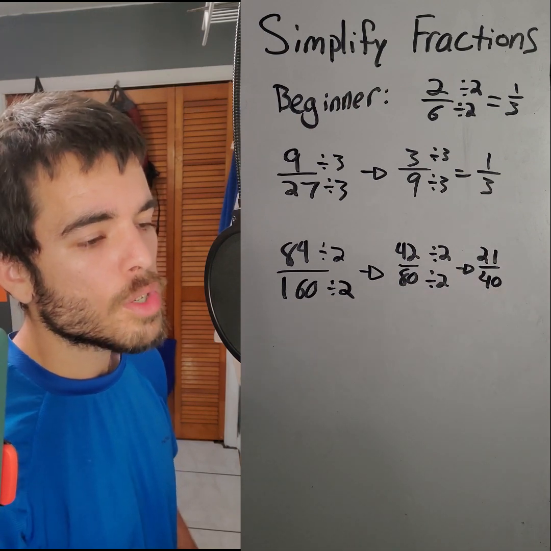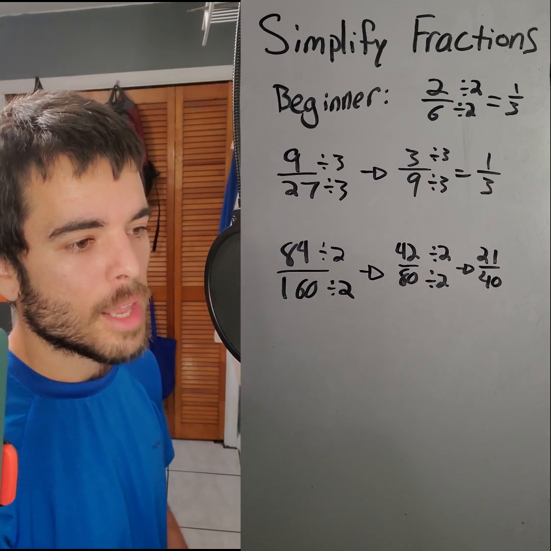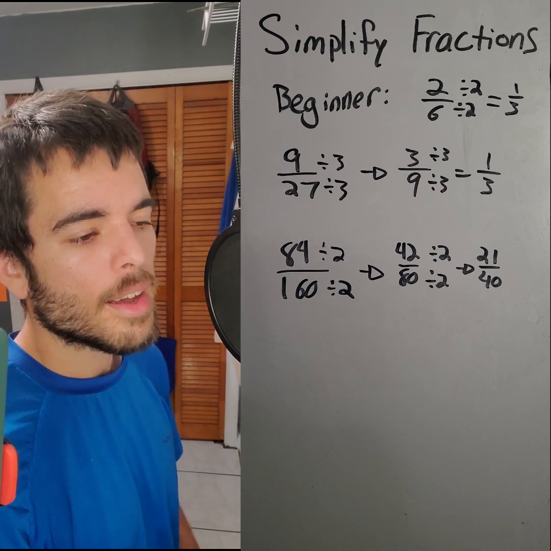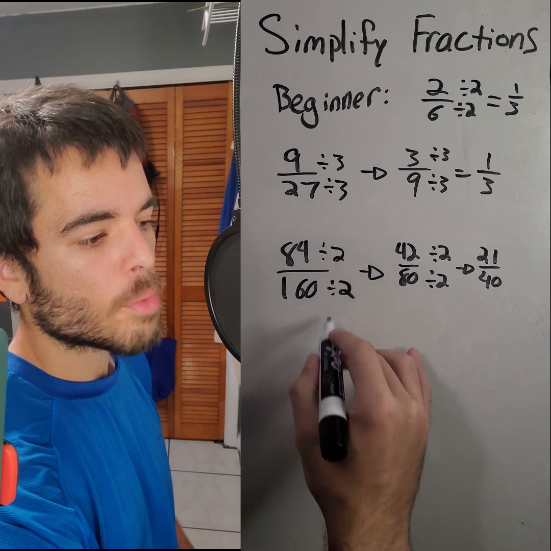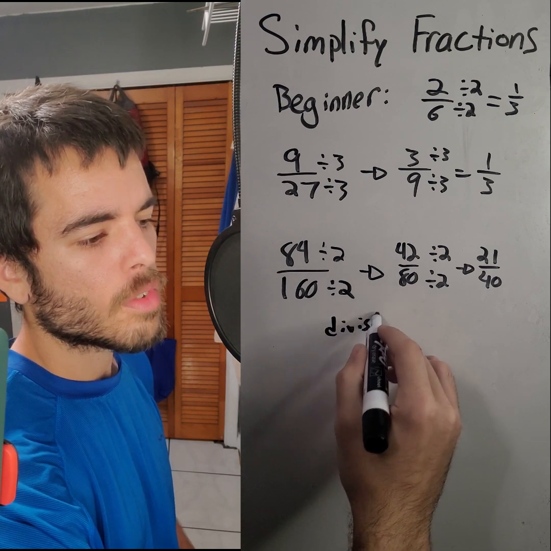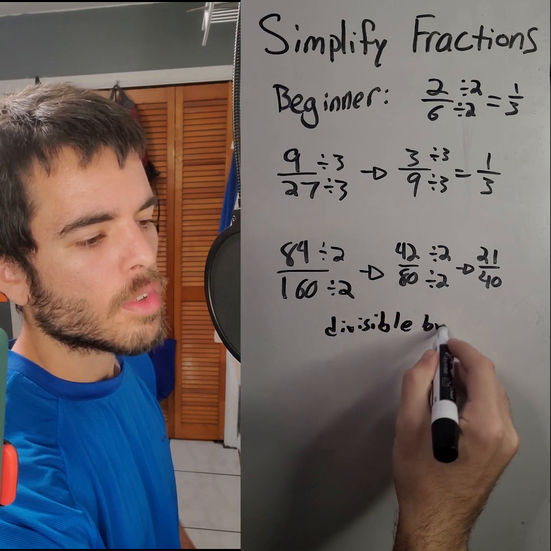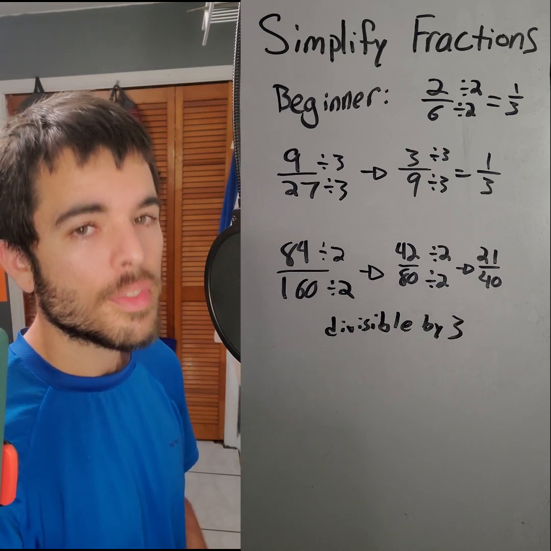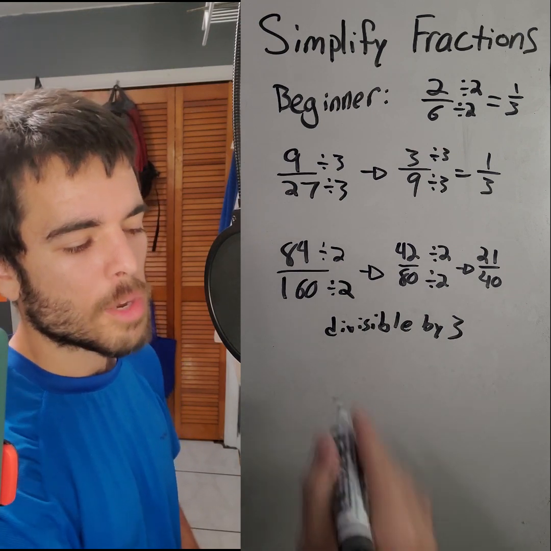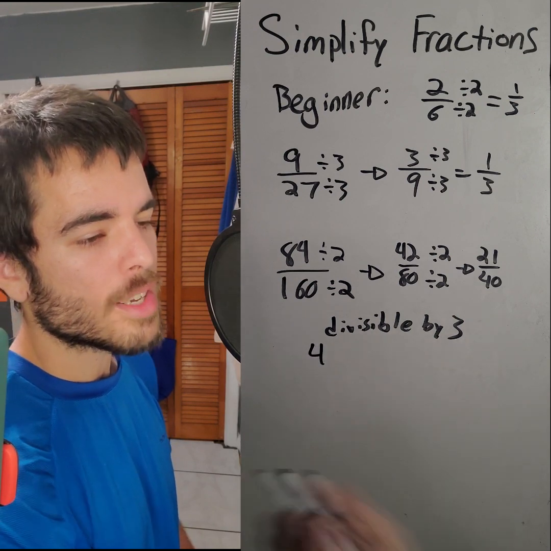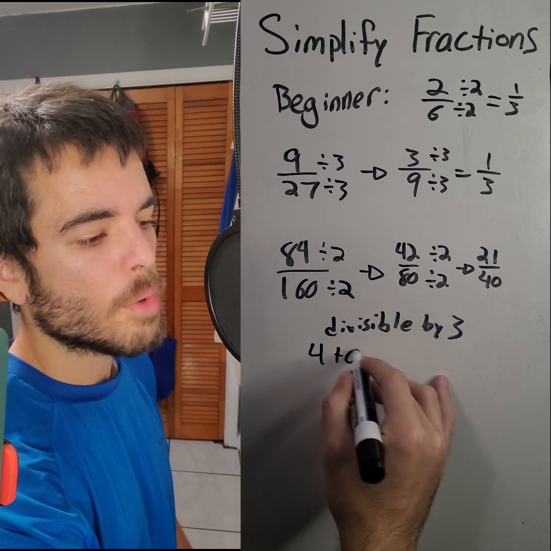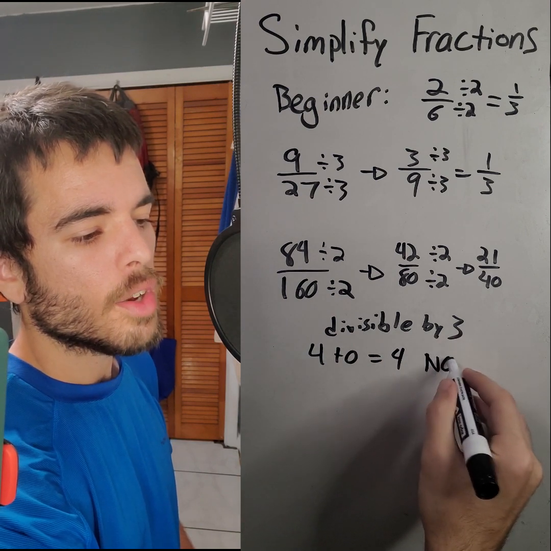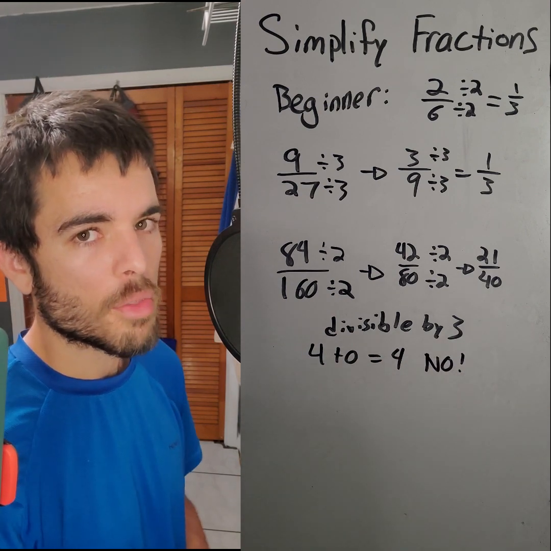Now, I know 3 goes into 21 7 times. But how do I know if 3 goes into 40? I could tell very quickly if a number is divisible by 3 if the digits in that number add up to a number that is divisible by 3. This is what I mean. We have 40. We're trying to see if 3 goes into 40. So do 4 plus 0. That's going to give you 4. Does 3 go into 4? No. So it's not divisible by 3.